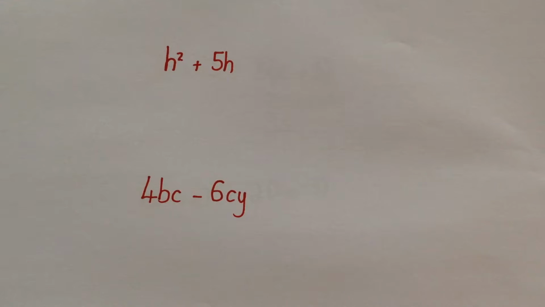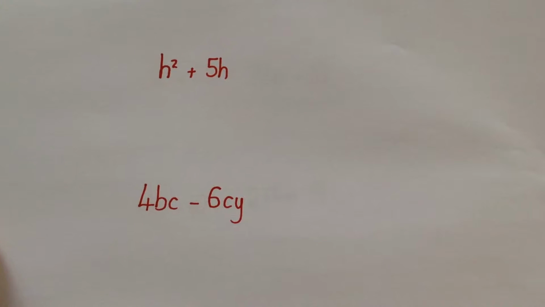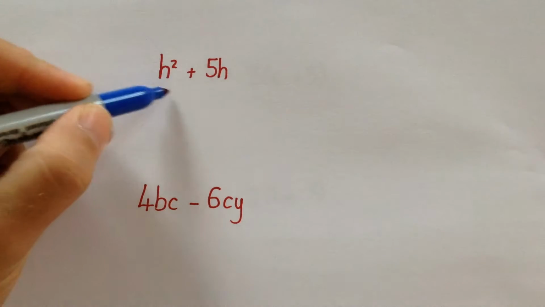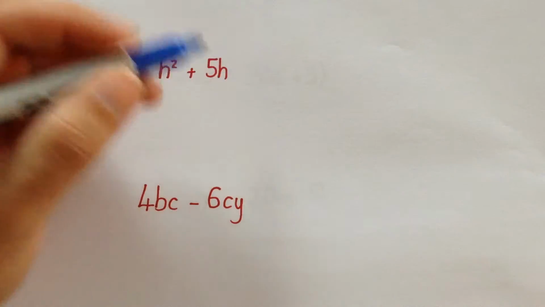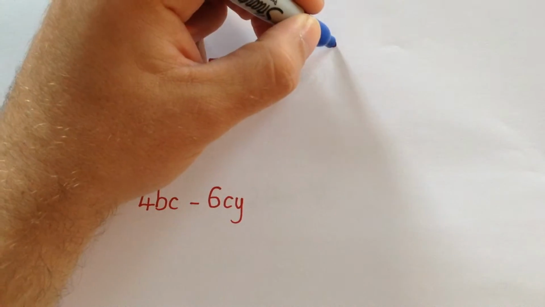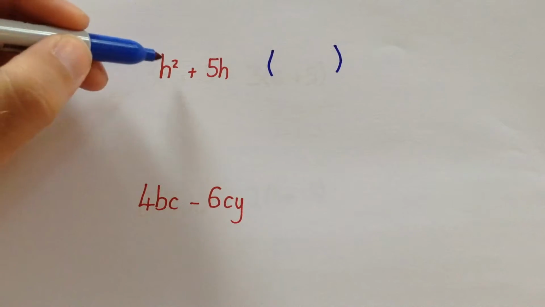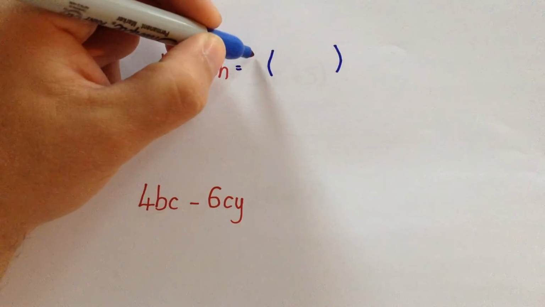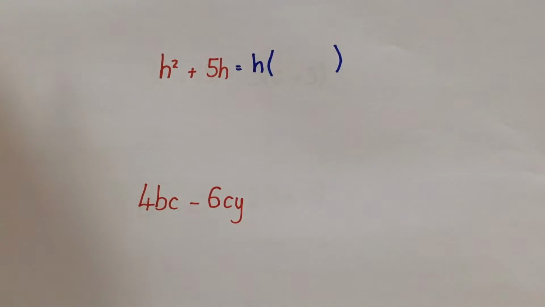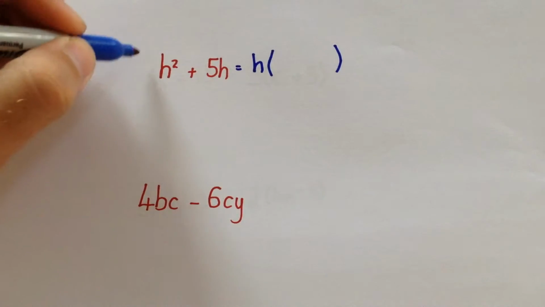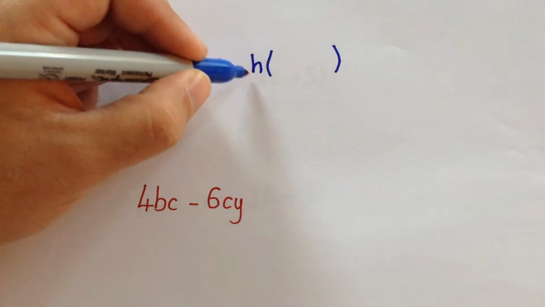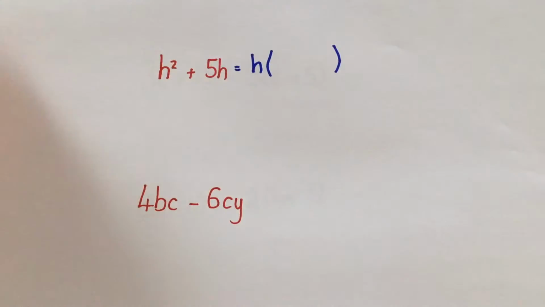For the next example, as you can see, both of the terms have a letter on them. And in this case, both of the letters are the same. So here, instead of having a number on the outside, we've actually got that h goes on the outside. Because there is no number in front of the h squared, I know there's not going to be a number here as a factor of both.